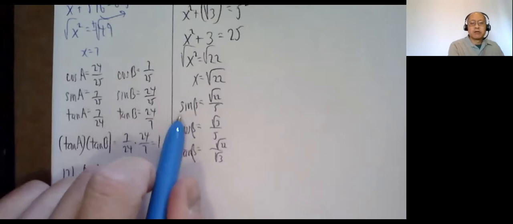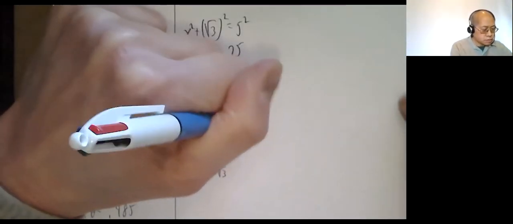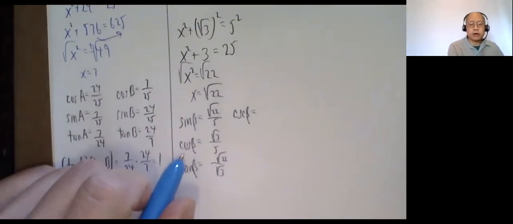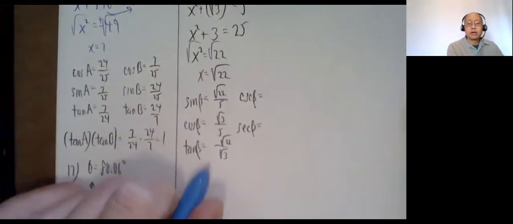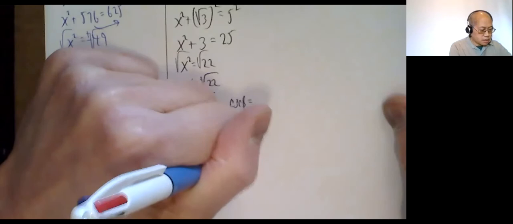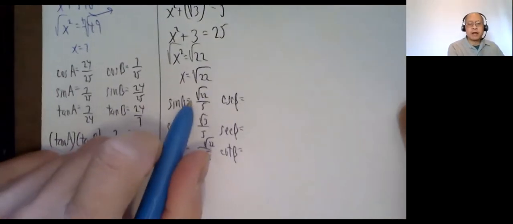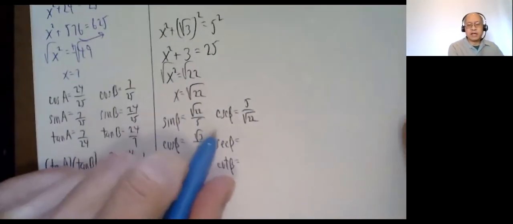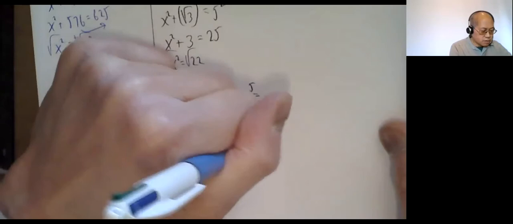And reciprocals. Reciprocal of sine is cosecant. Reciprocal of cosine, there's a co, so secant. And tangent and cotangent. So just flip it. 5 over radical 22, you may leave that. 5 over radical 3, you may leave it. Radical 3 over radical 22.